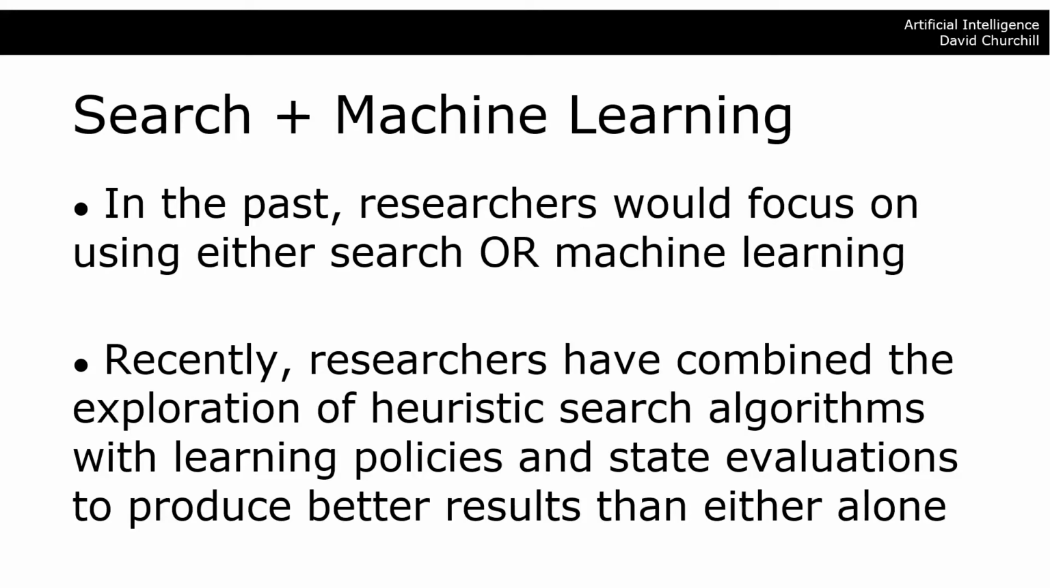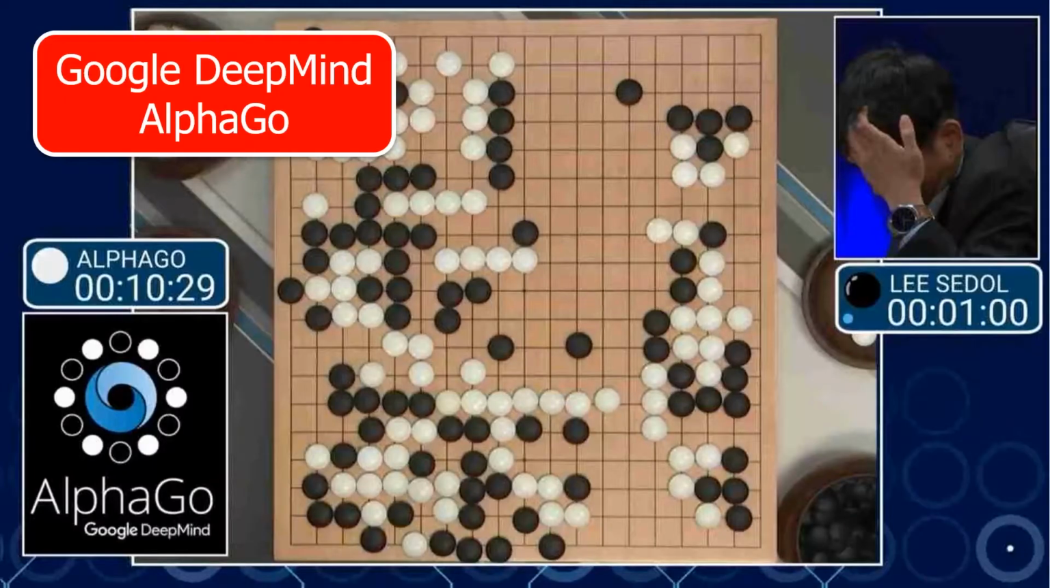But more recently, in the past 5 or 6 years, researchers have been combining the exploration of heuristic search algorithms with the learning of policies and state evaluations of machine learning in order to produce better results than either one of them could have produced on their own. One recent really famous success of an AI system that combined search and learning was Google DeepMind's AlphaGo program, which defeated the human world champion at the board game of Go in 2016.